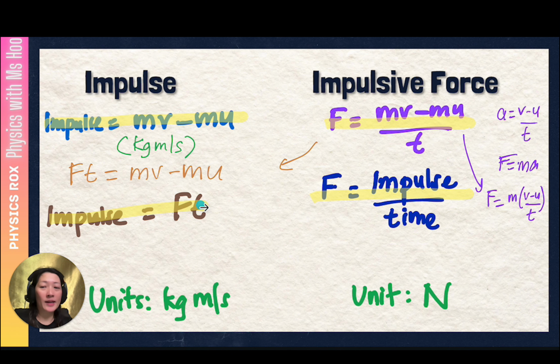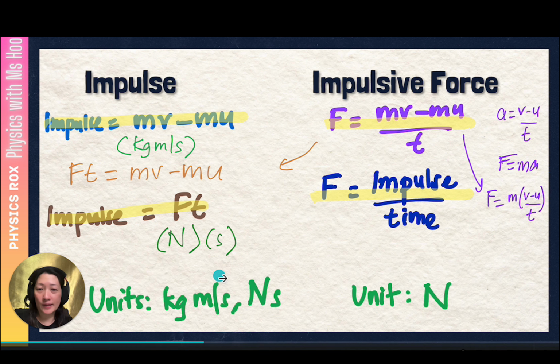Another possible unit is based on this formula of force times time. As we know, force is Newton, while time is second. And as you can see, this formula shows us that another derived unit is Newton times second, giving us Newton second. And that's why impulse has two possible units, which are kilogram meters per second as well as Newton second.